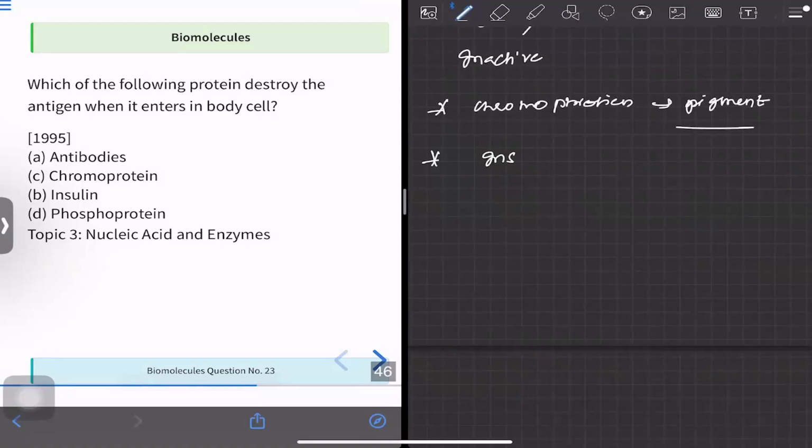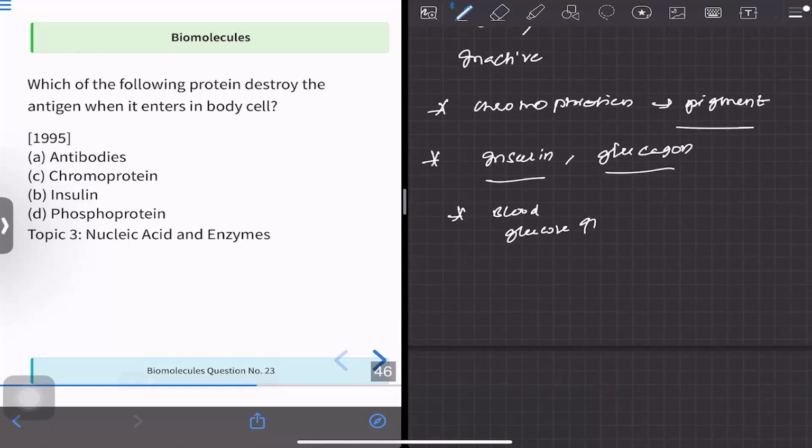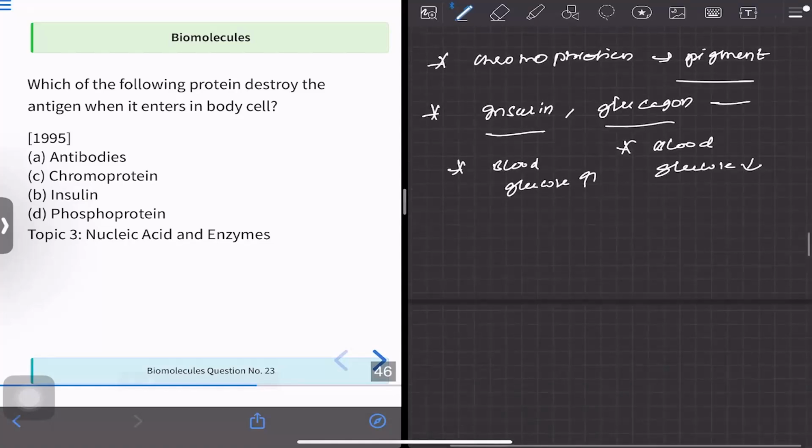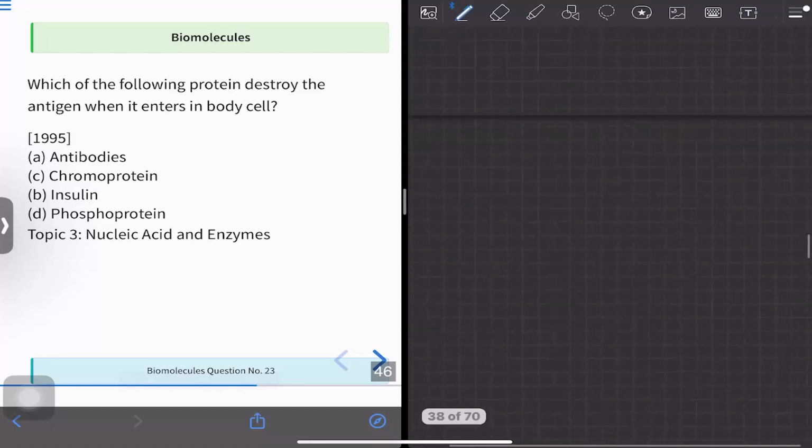Next, option C, insulin. We all know that in our body, blood glucose is maintained by insulin and glucagon. Insulin acts whenever blood glucose levels are high. Glucagon acts whenever blood glucose levels are low and increases the blood glucose level. These two hormones maintain our blood glucose level.